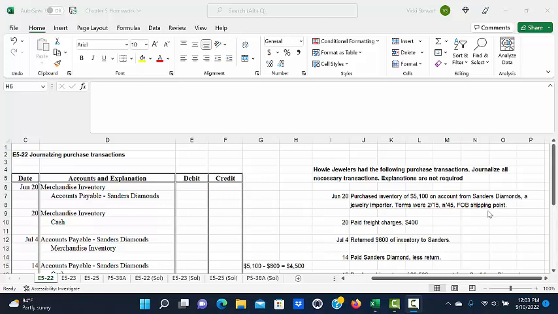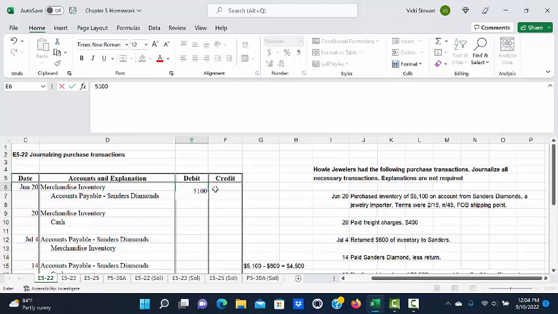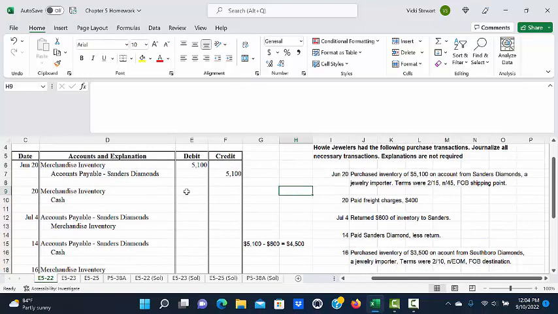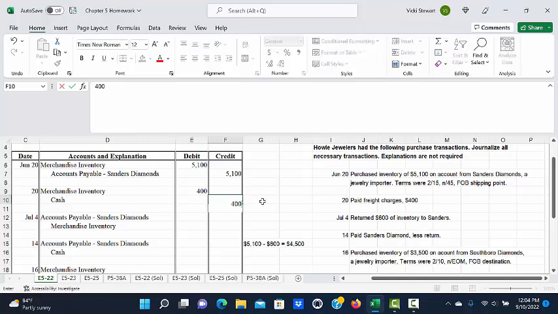The FOB shipping point means that Howie will have to pay the freight charges for the diamonds, and they also assume any risk during shipping. So to record the first transaction on June 20th, we would debit merchandise inventory for $5,100 and we would credit accounts payable, Sanders Diamonds, for the same amount. On June 20th, we also paid the freight charges. So we would debit merchandise inventory for $400 and we would credit cash for the same amount.